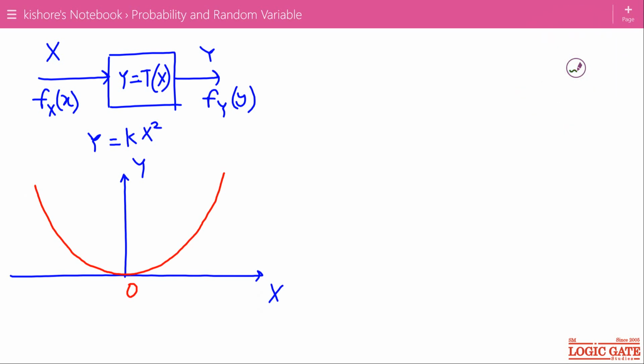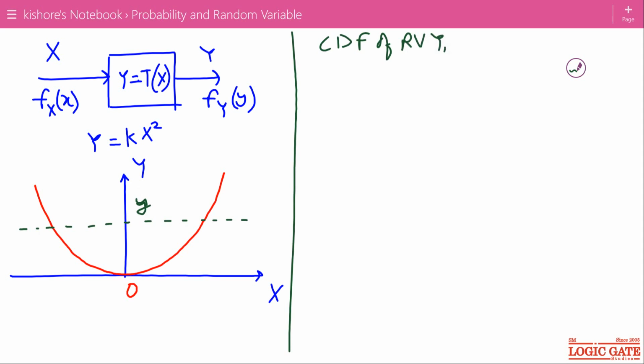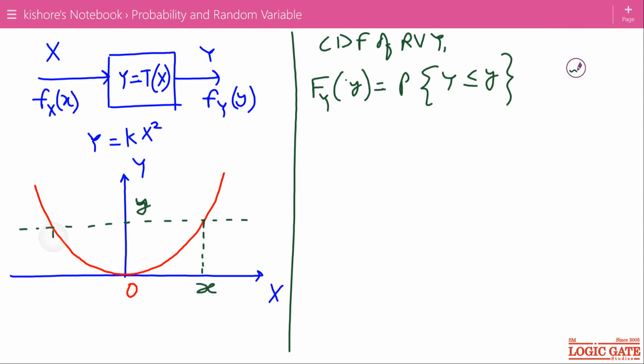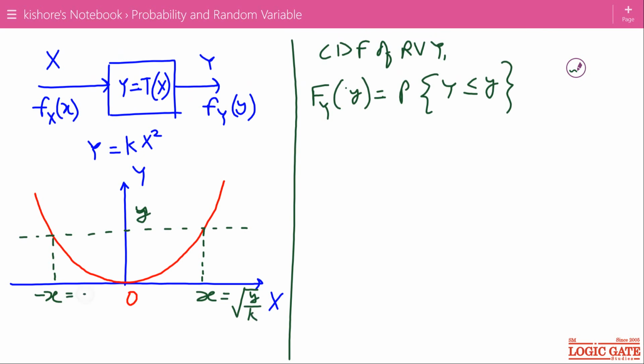Now let us select a value of a random variable y. Now we have to write the CDF of random variable y, that is probability that y is less than or equal to small y. Now for this y we have 2x. Here x is positive, here x is negative, and this x is square root of y by k, and this is minus square root of y by k.